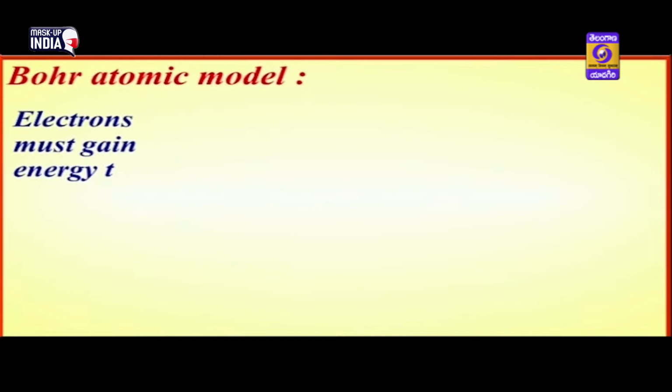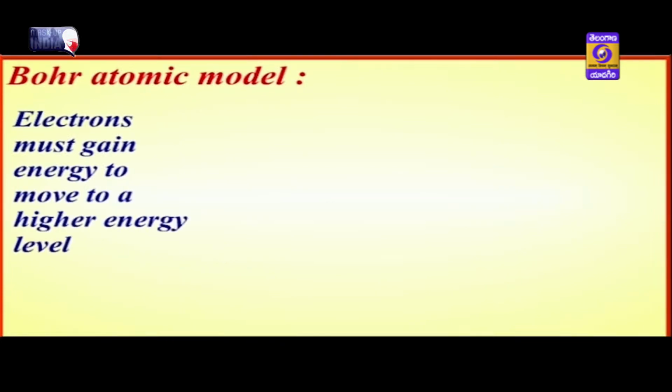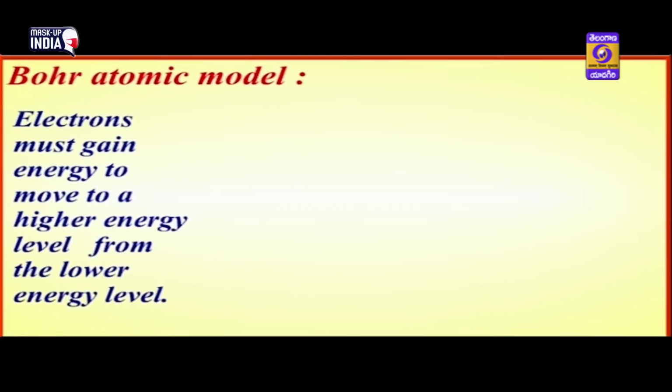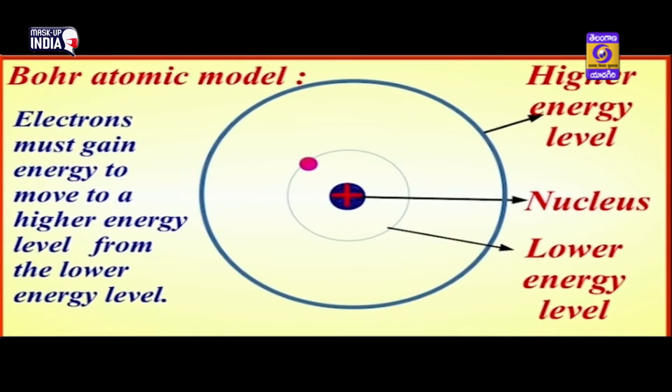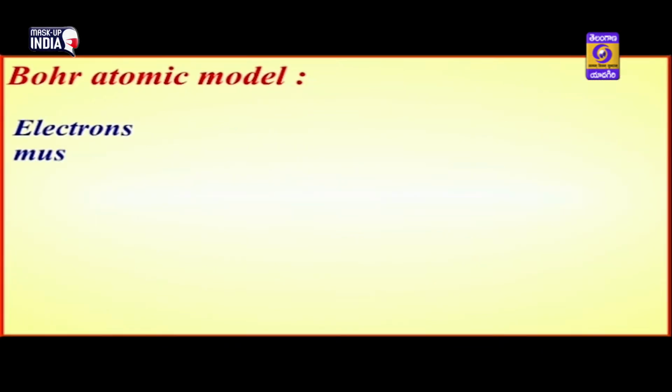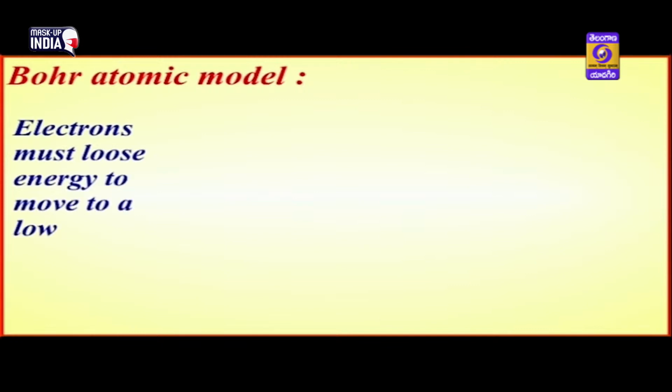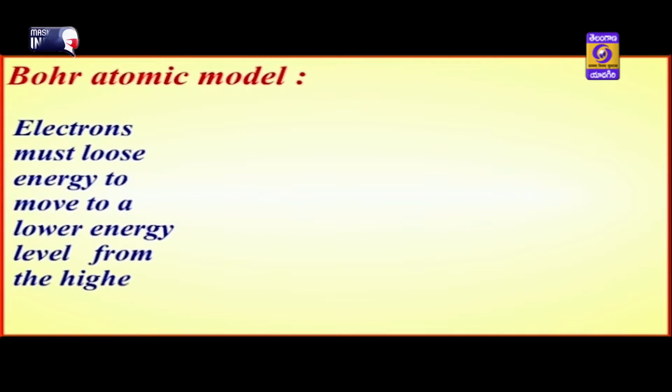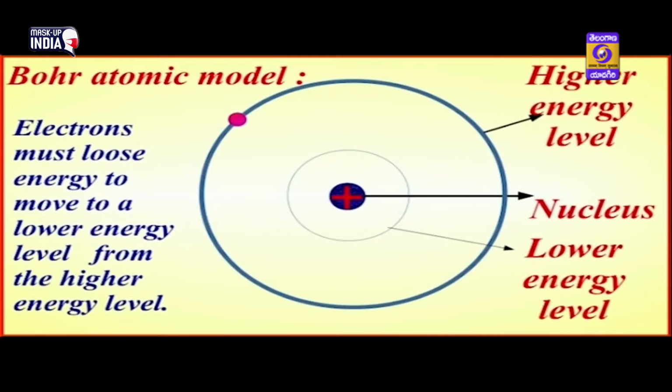Electrons must gain energy to move to a higher energy level from the lower energy level. Look here, my dear children. Electrons must lose energy to move to a lower energy level from the higher energy level. Observe, my dear children, when the electron is moving from higher energy level to lower energy level, the electron emits the energy.